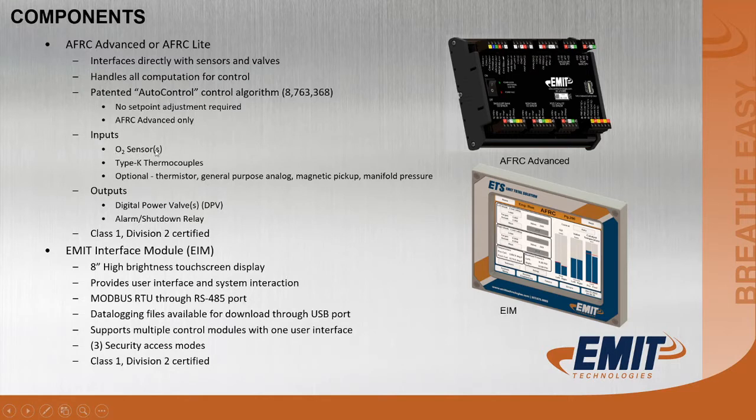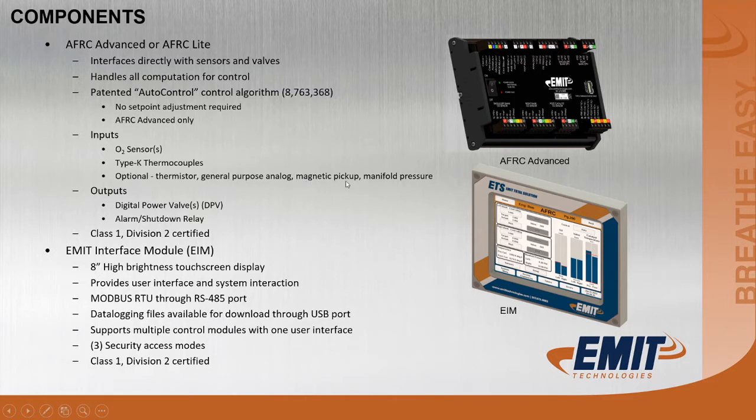Inputs: you have to have O2 sensors, 2 of them for the AFRC Advanced, 1 pre-catalyst, 1 post-catalyst. Thermocouples, you're going to run pre and post catalyst thermocouples. Optional sensors: you can run a thermistor just for ambient temperature, intake manifold temperature, whatever you'd like. You have a general purpose analog input. If you want to hook up an analog input and set it up, you can use anything from suction pressure on your compressor to manifold pressure. There's several different things you can use.